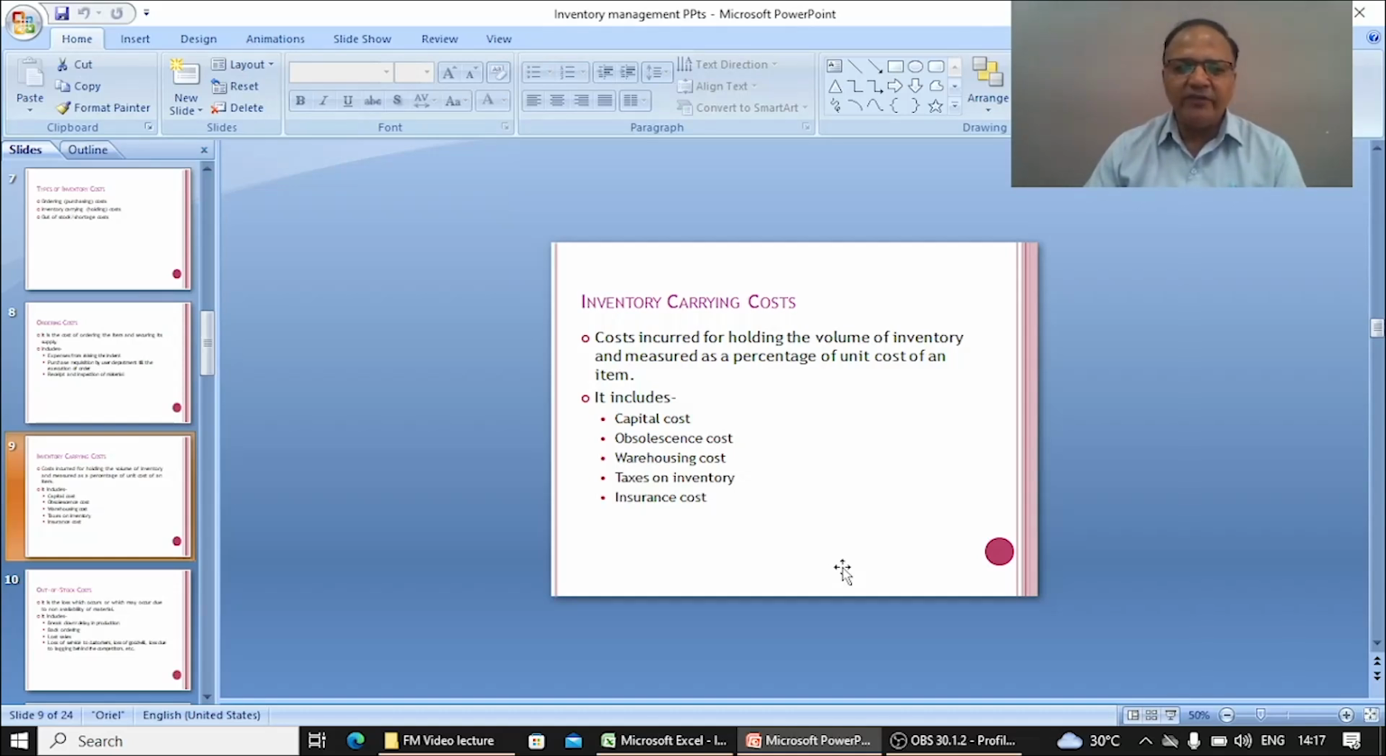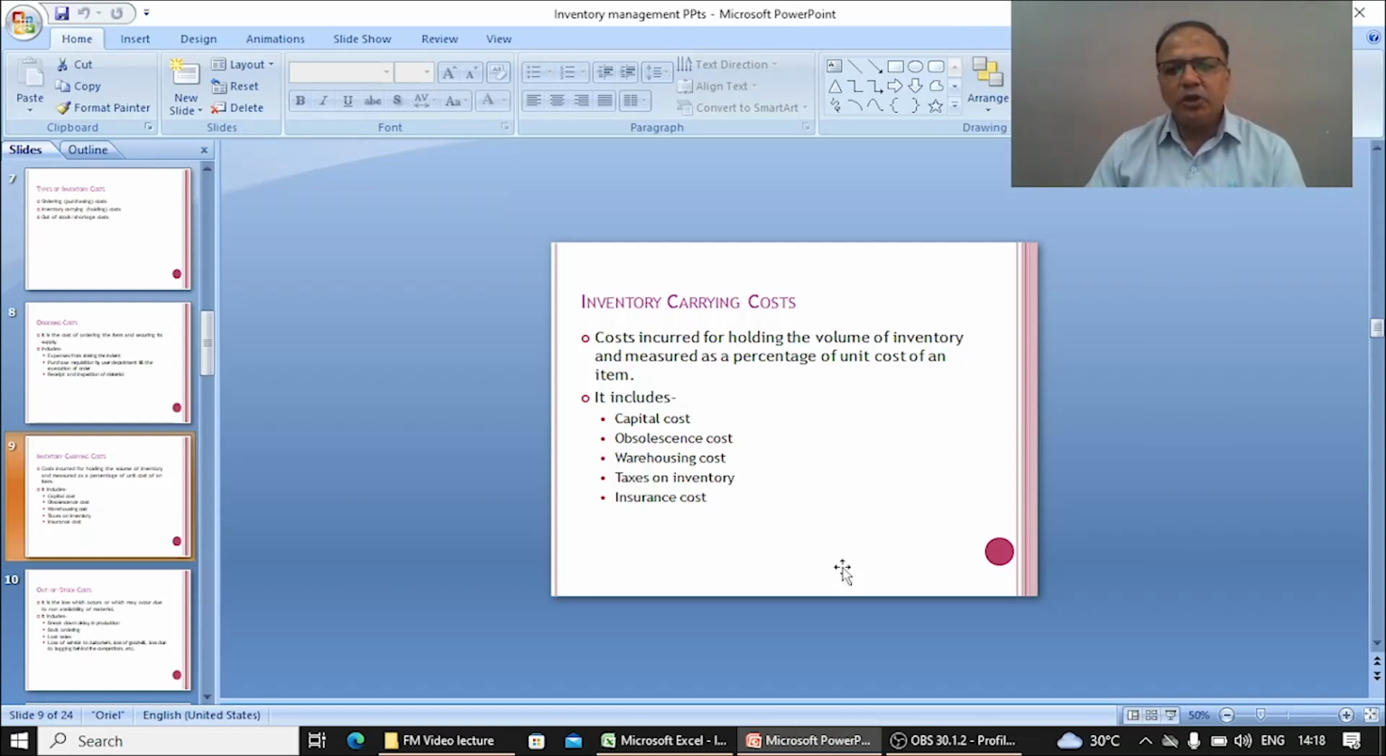Next is taxes on inventory. The inventory which is made by you, which is kept by you, also attracts taxes. So this cost also comes under the carrying cost.